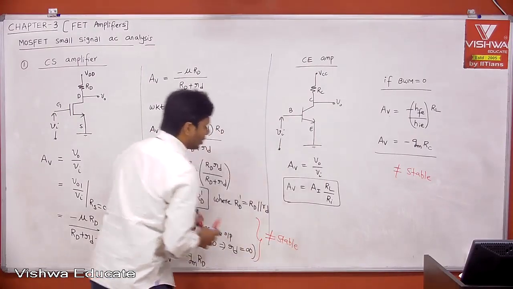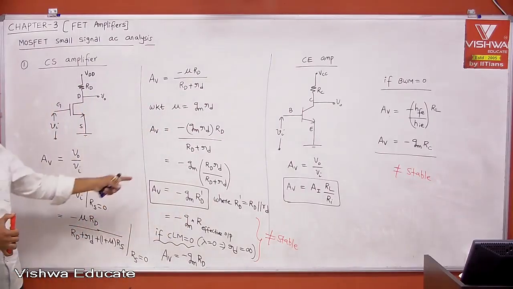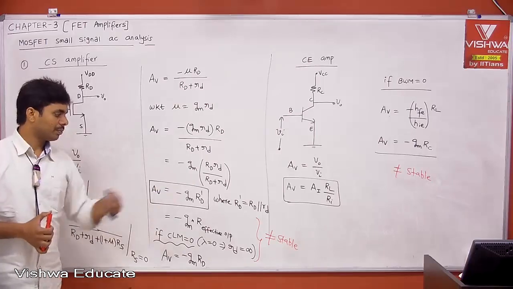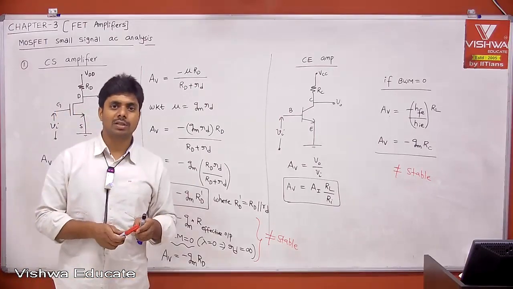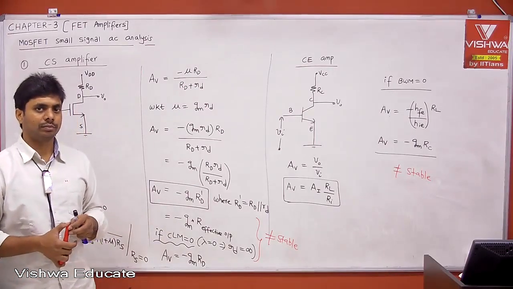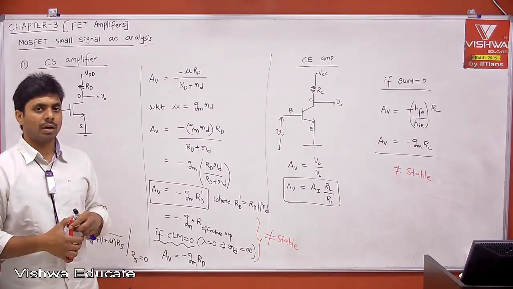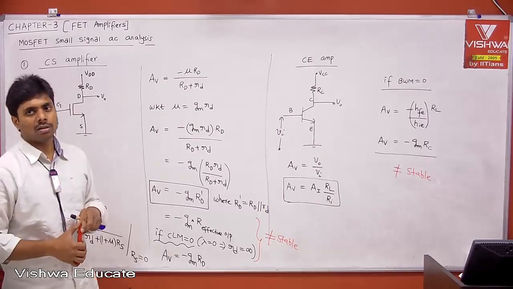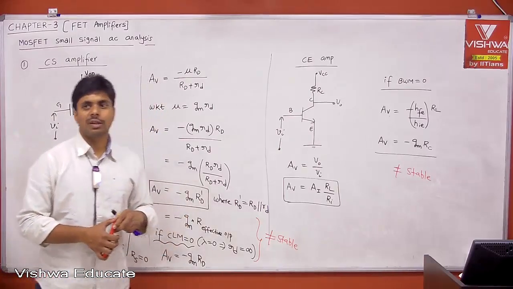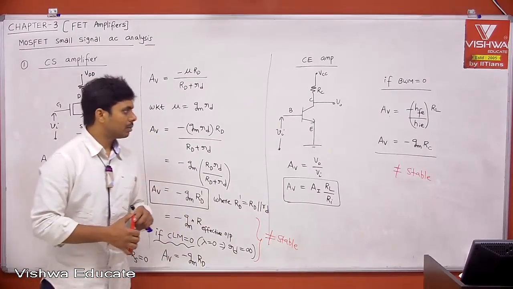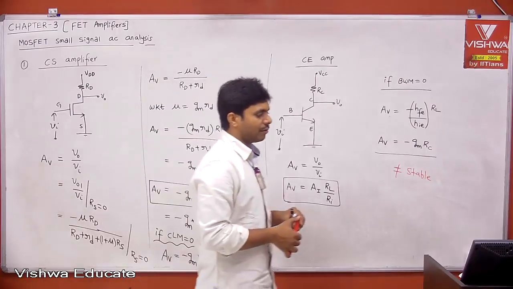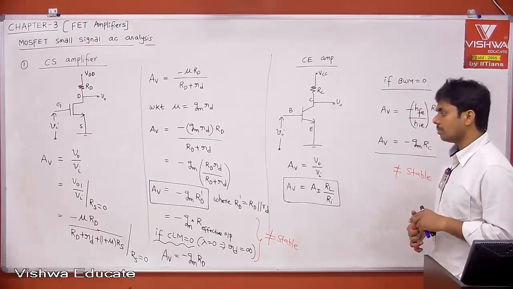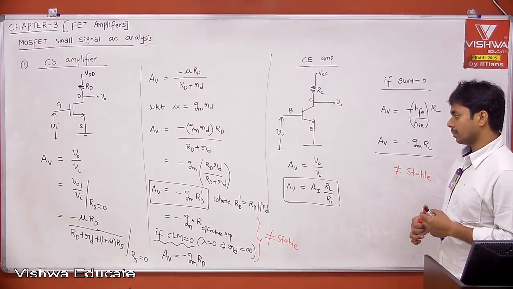Therefore, write down the observation. What is the observation? Voltage gain AV is equal to minus GM into RD dash. Just below that, write: not stable. Voltage gain is not stable because GM is a function of temperature.